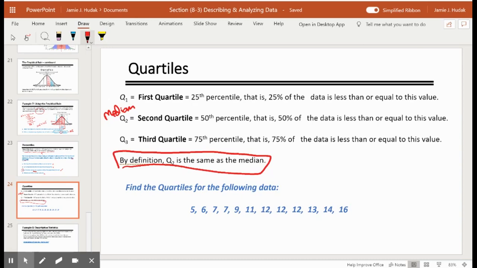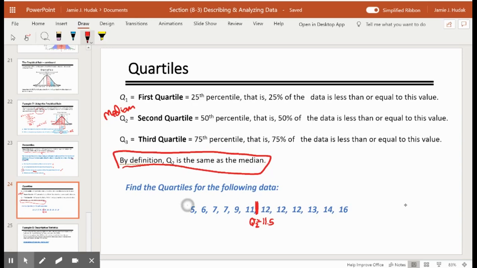So we're asked to find the quartiles for the following data. To do this, we always start with the median. So we have 1, 2, 3, 4, 5, 6, 7, 8, 9, 10, 11, 12 pieces of data. So that means 2, 3, 4, 5, 6. There's the middle, 6 to the left, 6 to the right. That means that our Q2, which is the same as our median, is the average of these two middle values. So it's 11.5. That's our Q2.